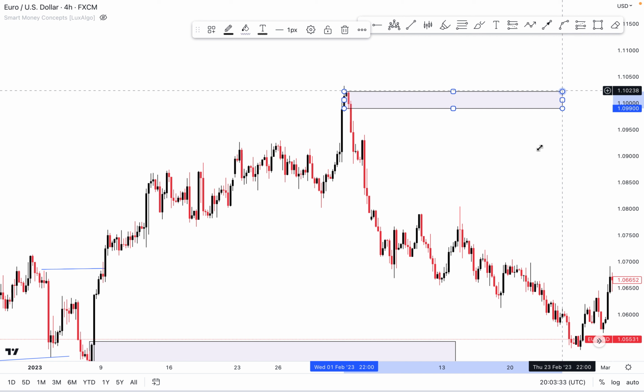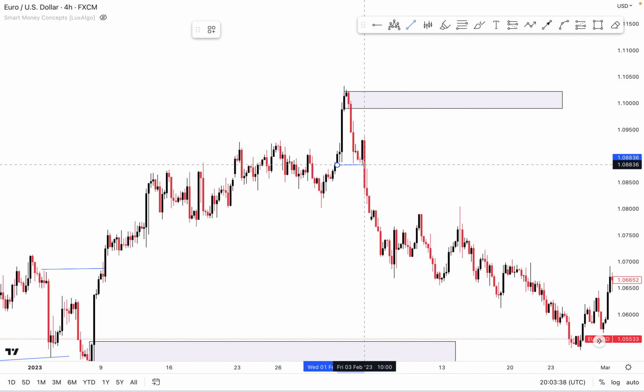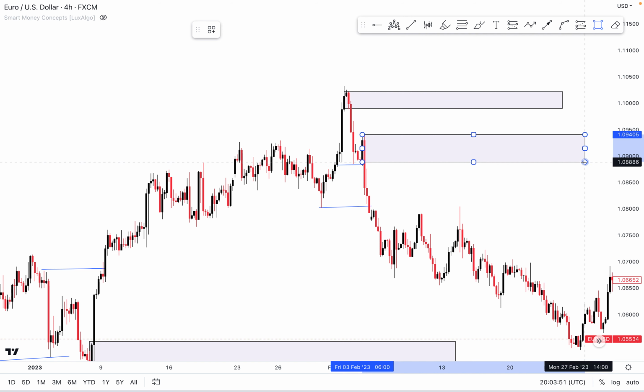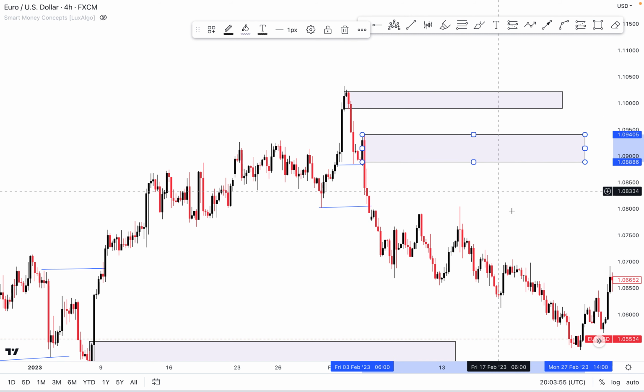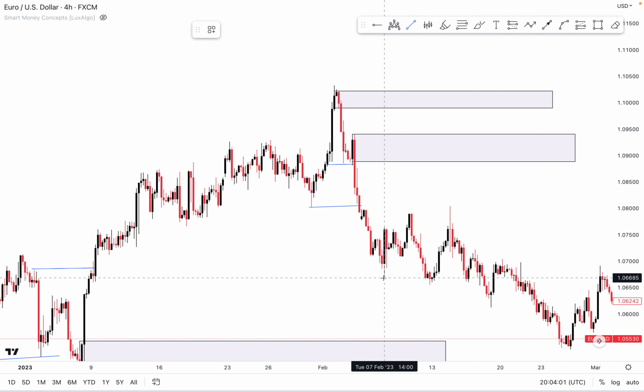Now, the supply later what? Change character. This one is unmitigated. You have imbalance slipping here, imbalance slipping here. So it's unmitigated. Supply is now in control.